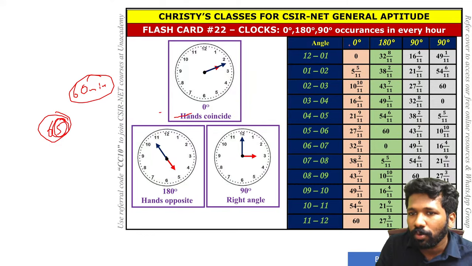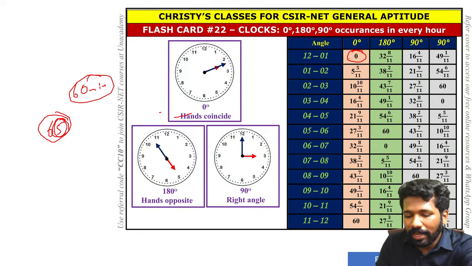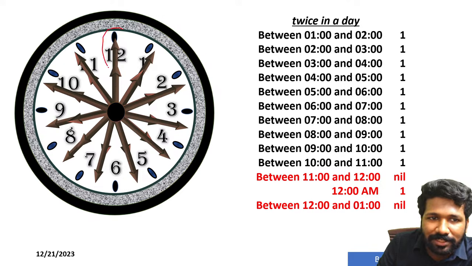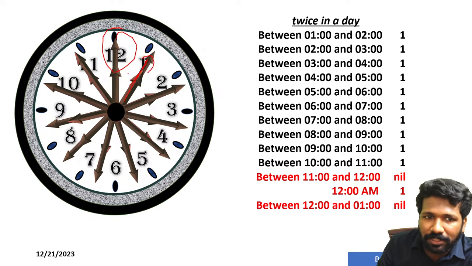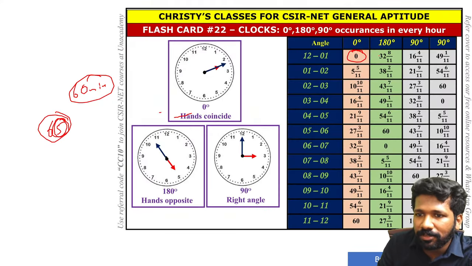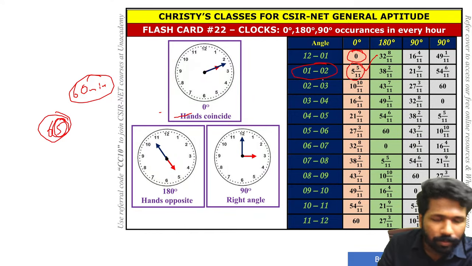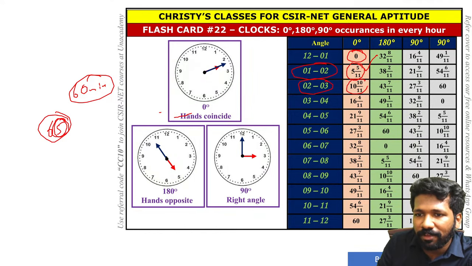I will explain how. At 12 o'clock it is 0 degree. Then after 65 and 5 by 11 minutes, 0 degree will repeat. That means 1:05 and 5 by 11. That is what is listed here. This will happen between 1 and 2. Between 2 and 3, again adding 5 and 5 by 11 minutes, or 65 and 5 by 11 minutes, you will get 2:10 and 10 by 11. Then 3:16 and 4 by 11.